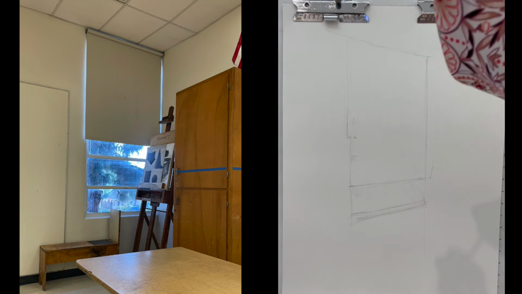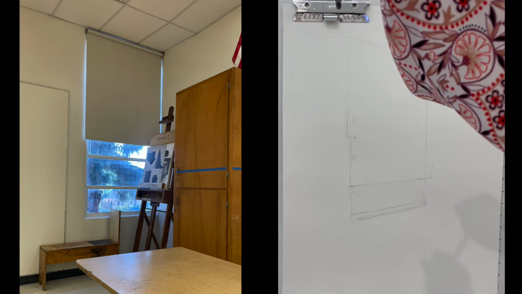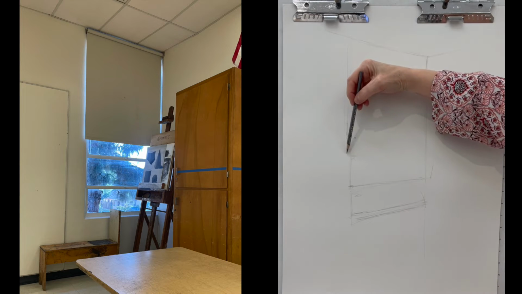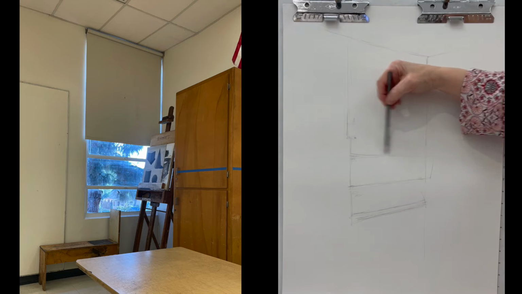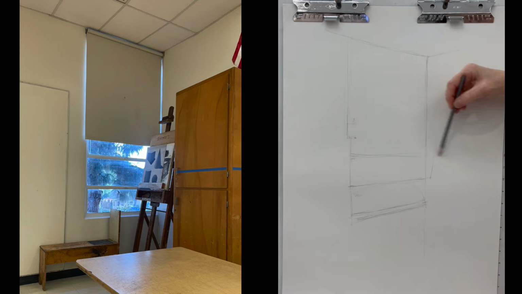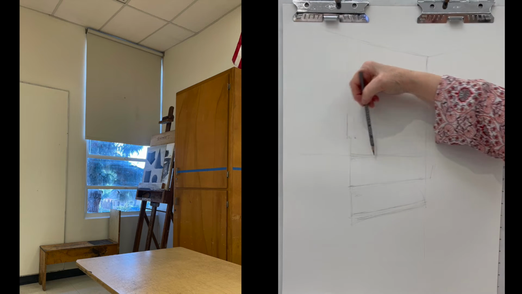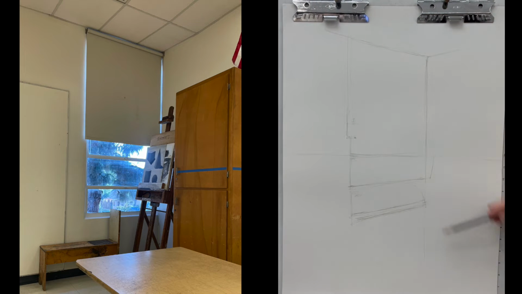Now, about that eye level. If I walked over there, you would see my eye level is right here. So this is going to be where my horizontal line is, which is my horizon line, okay? And as you're drawing, if that helps you to put your horizon line in, put your horizon line in, okay?